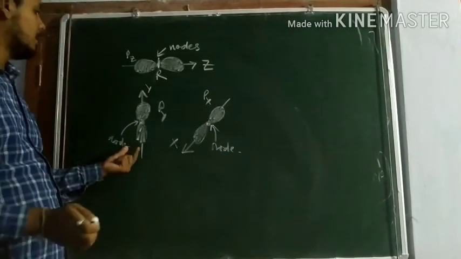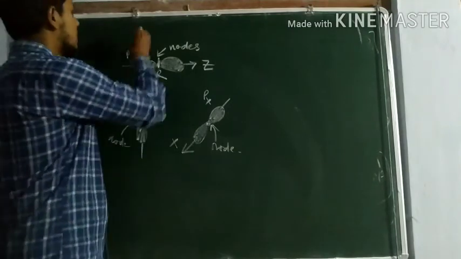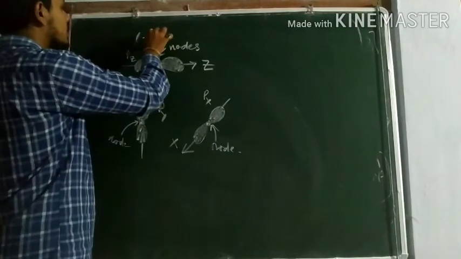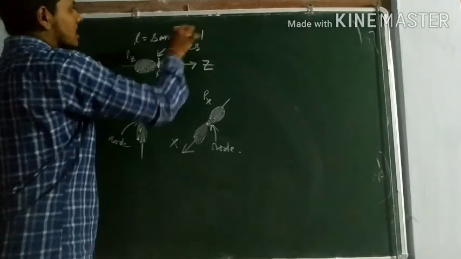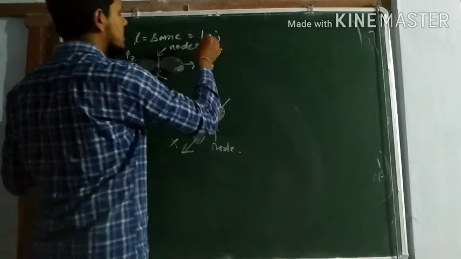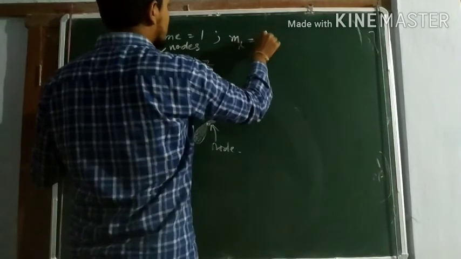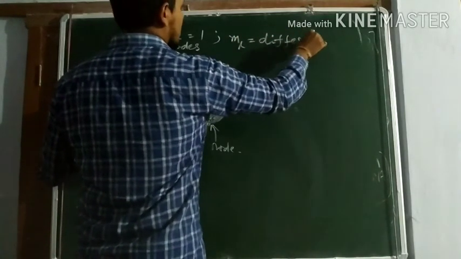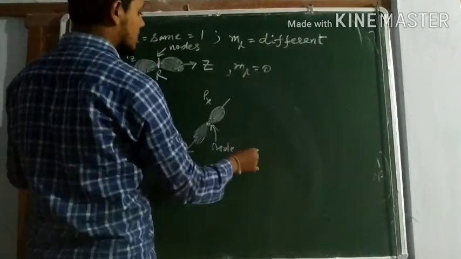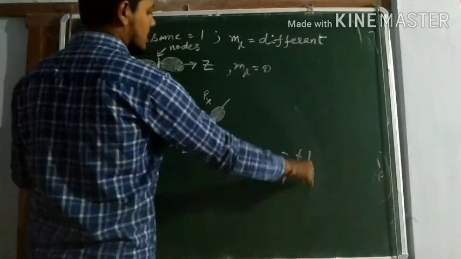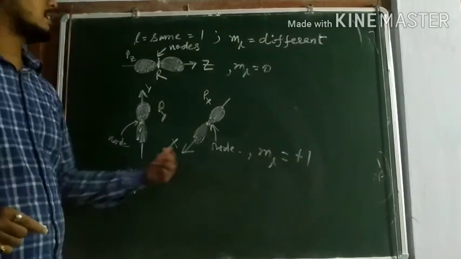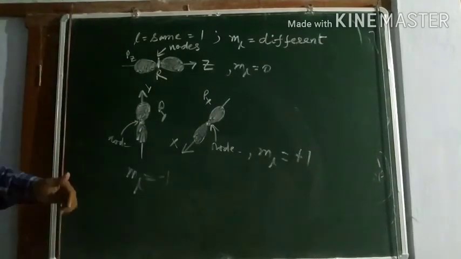So for px, py, pz orbitals, the L value is the same, 1. That is 1. So for all these 3 p orbitals the L value is the same, but the difference in them is ML. ML is different. Okay, how different? So for this ML is 0, for this ML is +1, and for this ML is -1. Okay, so in this way, this can interchange.